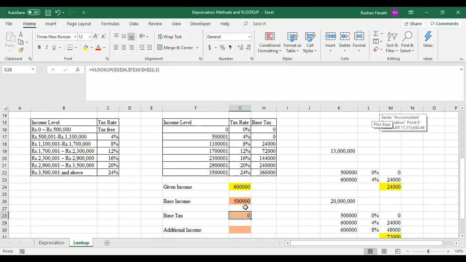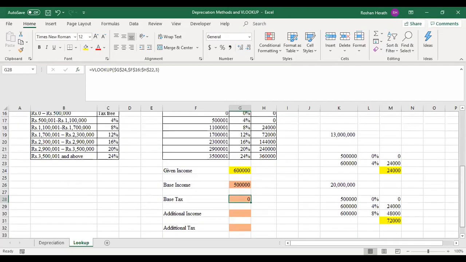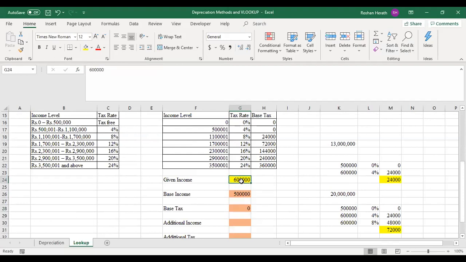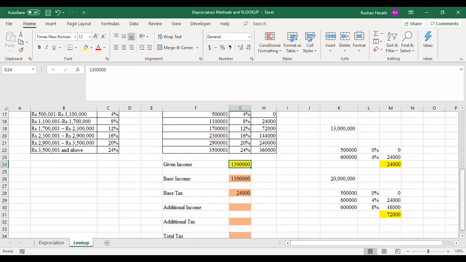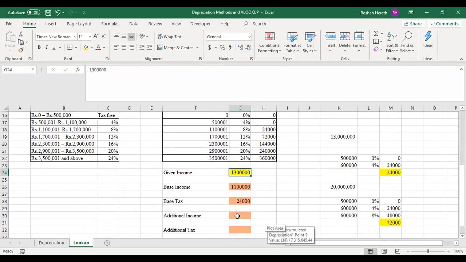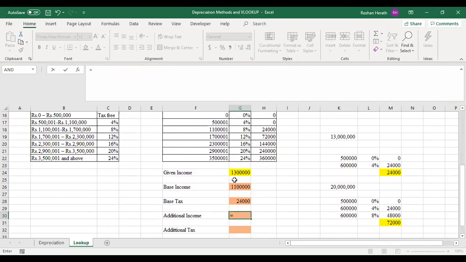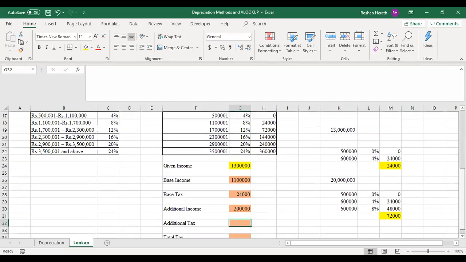Yes, in fact, up to 500,000 it is 0. So if you change this, say that you want to make it like 13. Yeah, so it appropriately comes. So it means we have done it correctly. Then the additional income, it's just a matter of taking the given income and deducting the base income. So it's 200,000. Now the additional tax can be computed.